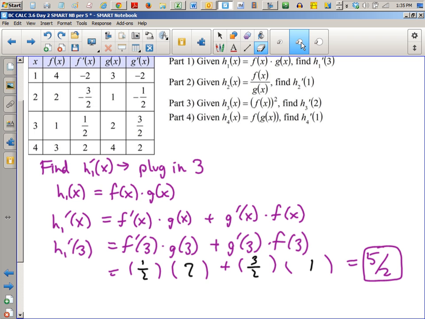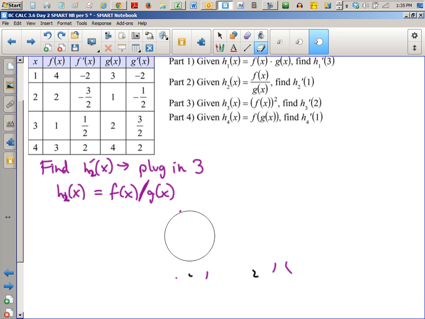Okay. So this time it's going to be division. They're calling the function h2. This time we're going to be plugging in a different number. What do they want us to plug in? Plug in 1. Right. Part 2 says find h2 prime of 1. Okay? So we'll be using probably the quotient rule for this.